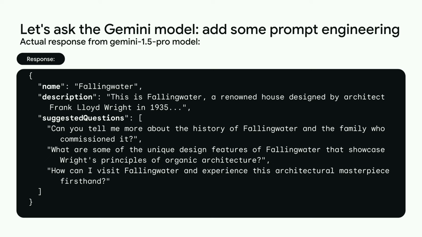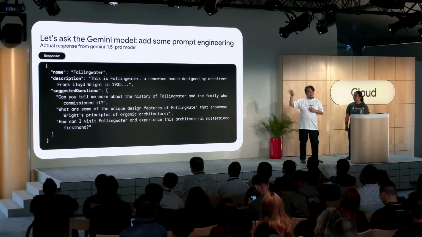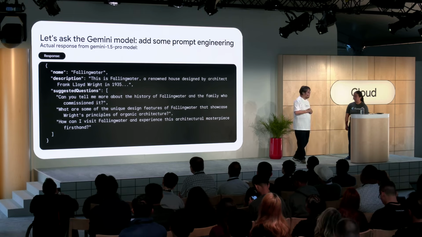Then you will get a response like this. Now, the Gemini 1.5 Pro model supports JSON format output so that the Flutter app can easily process and extract any element from it. Now we have the prompt to get the information about the building or the object in the photo. I'd like to pass the stage back to Khanh so she can share how we can incorporate this prompt in her Flutter app.